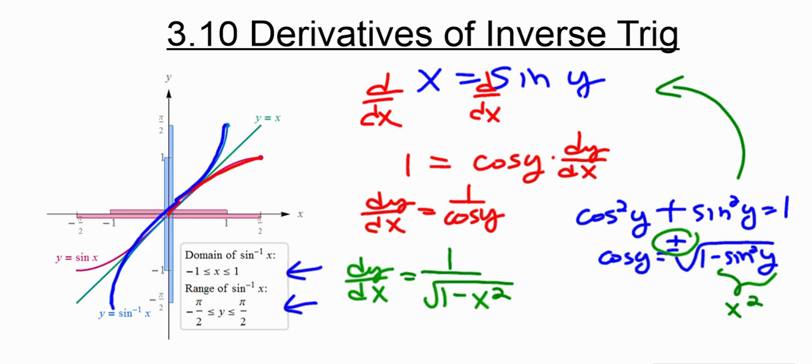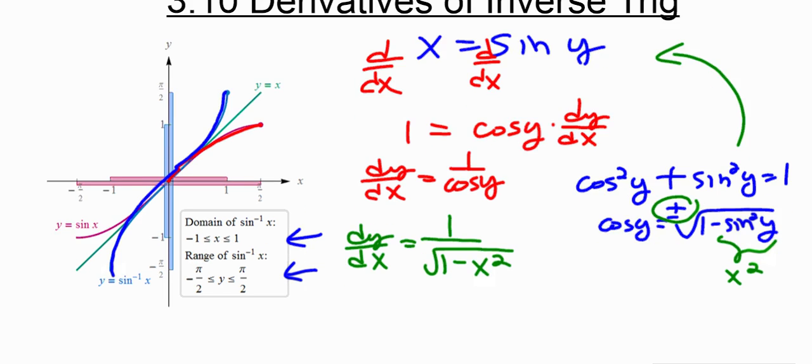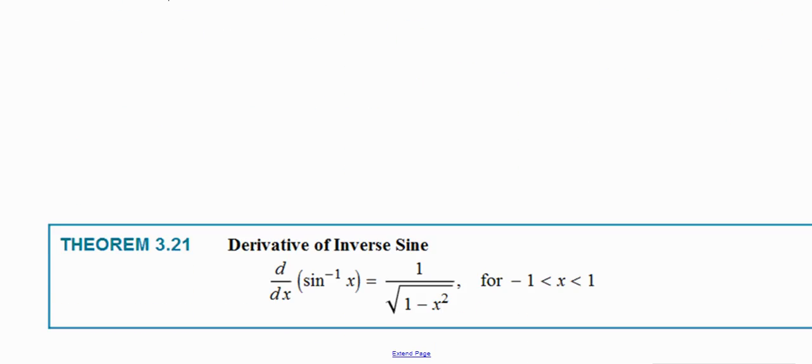So from here, I now have my derivative for sine inverse. So if I go to my theorem box here, I say the derivative of sine inverse of x is 1 over the positive square root of 1 minus x squared, noticing the restrictions, -1 to 1. Let's go ahead and do some examples.